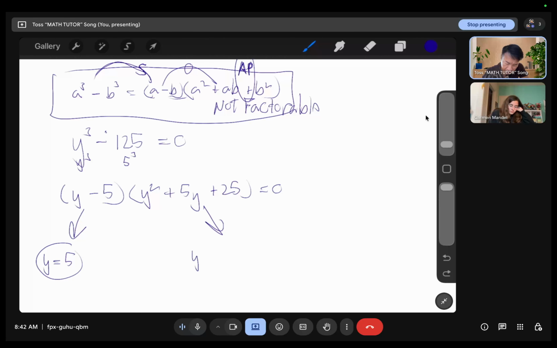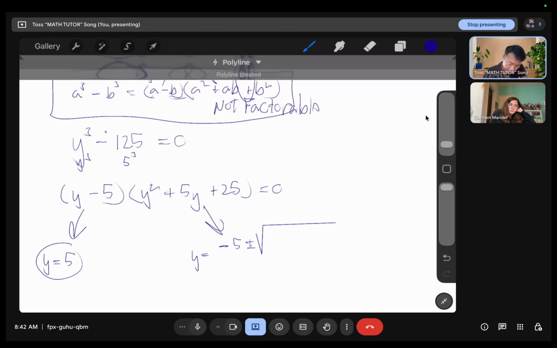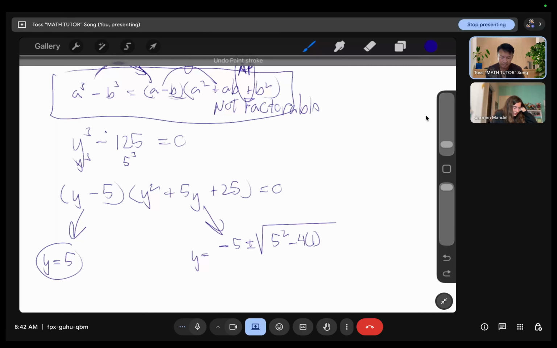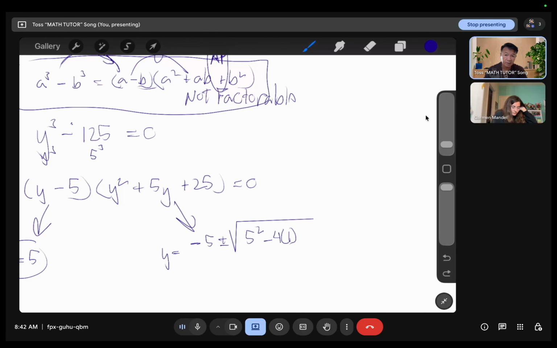So here we go. It'll be y equals negative b, which is negative 5, plus or minus the square root of b squared, 5 squared minus 4 times a. So you're saying that whenever there are three parentheses for the SOAP, you have to use the quadratic formula every single time? Yes. Coming from a cubic factoring, a third power problem? Yes, always. You cannot solve that any other way.